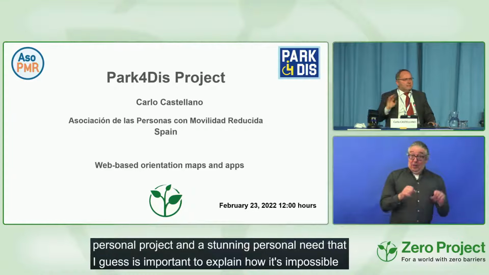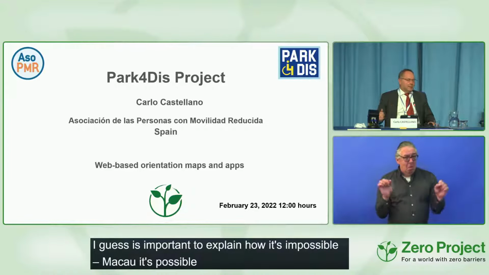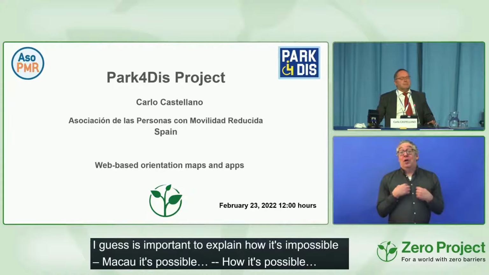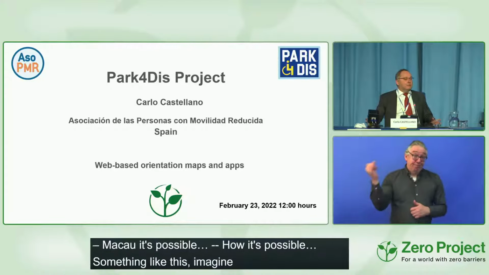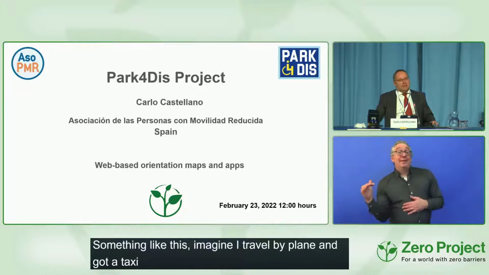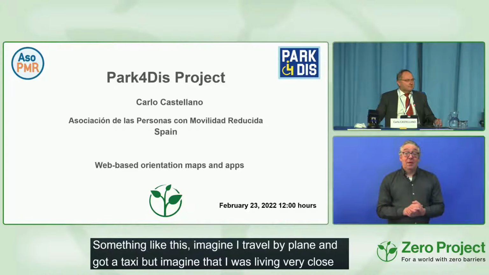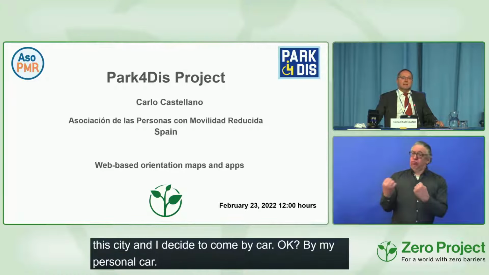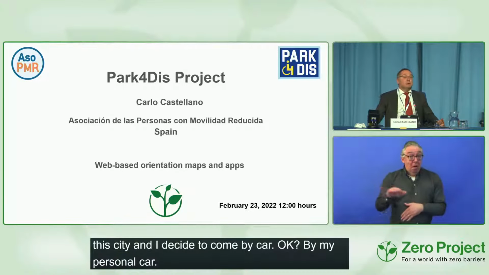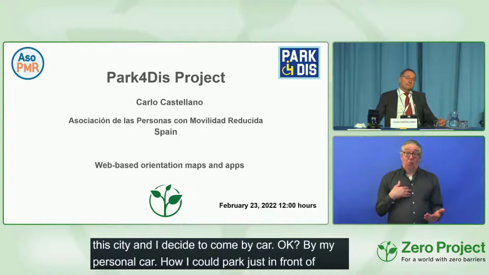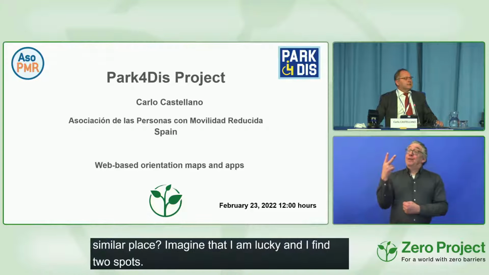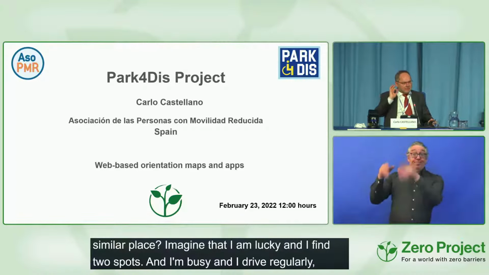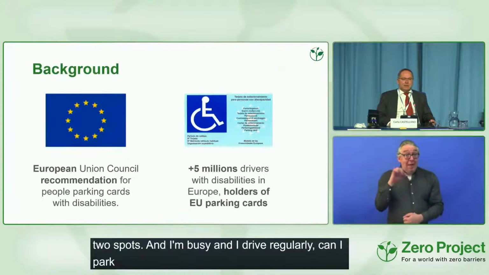Bear in mind, for example, something like this. Imagine I've come by plane and I got the taxi, but imagine that I was living very close to this city and I decided to come by car, by my personal car. How could I park just in front of a place very similar to this one? And imagine that I'm lucky and I find two PRM spots, but they're occupied regularly. Can I park in other places? Stop for a while and think about that. I'll come back in a while, okay?